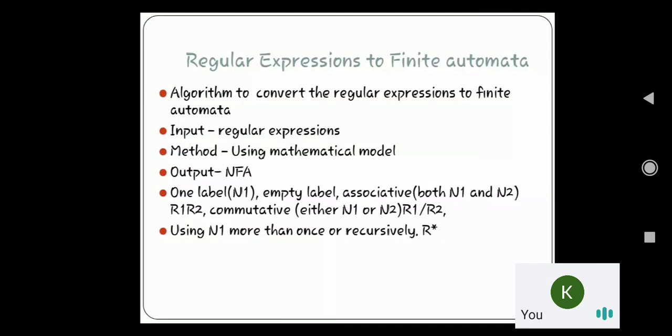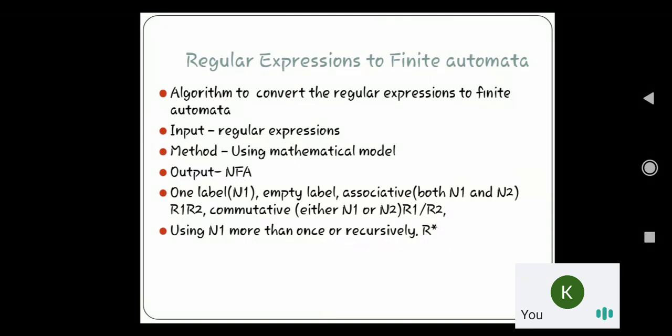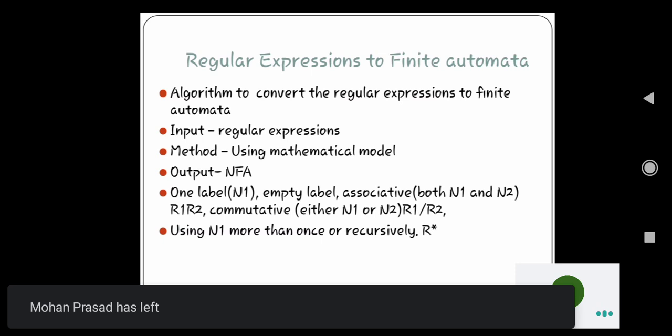So a total of 5 general forms that we have. The first one is with a single label, the second one is without any label, the third one uses the AND operation using both NFAs, the fourth one uses either N1 or N2, and the fifth one uses the recursive procedure. So these are the 5 important general forms that we have in the conversion of regular expression to finite automata.